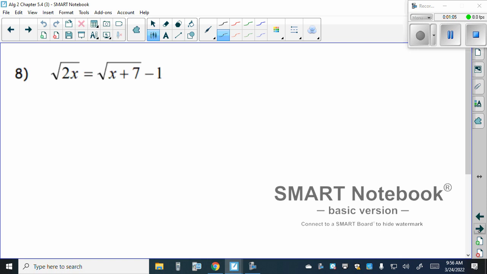What we're looking at today is two more examples of solving these radical equations. And the steps that we're going to use to solve this one here are very similar to what we did yesterday and the day before, but there's going to be more steps. Not different steps, just more of them.